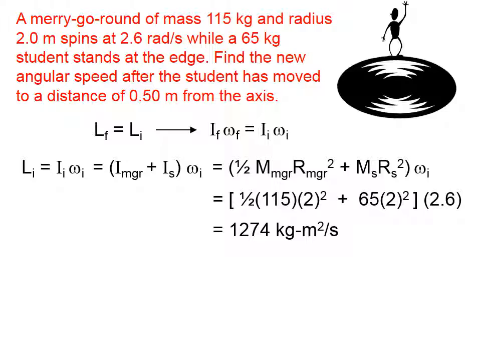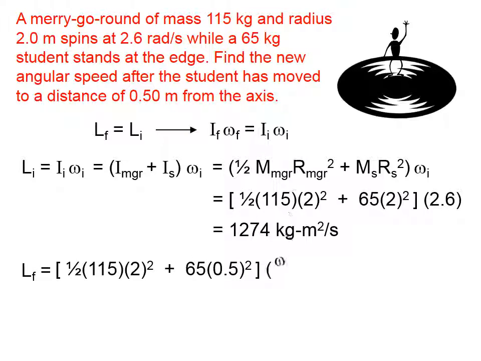But here's what's going to happen. This student in the upper right is now going to move closer to the axis. Instead of being 2 meters away, this student is only 1/2 meter away. So let's calculate the new moment of inertia.